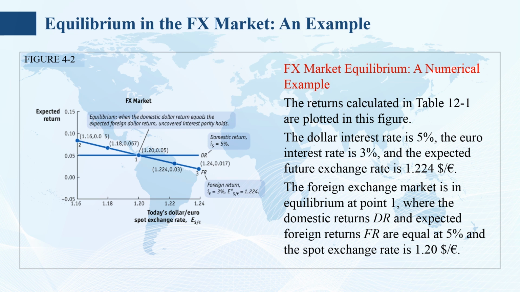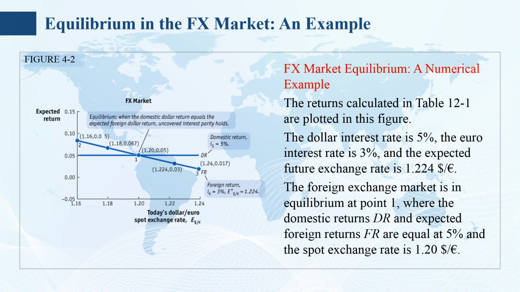Traders want to sell dollars and buy euros. This market pressure bids up the price of the euro. The dollar starts to depreciate against the euro, causing the exchange rate to rise, which moves foreign and domestic returns into equality and brings the exchange rate back toward equilibrium at point 1.